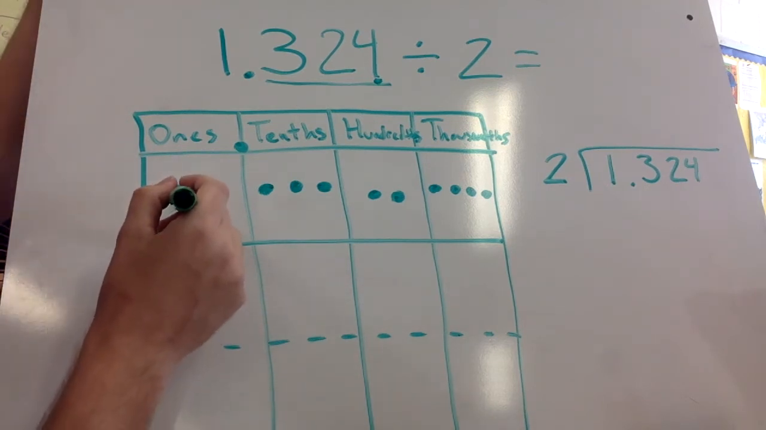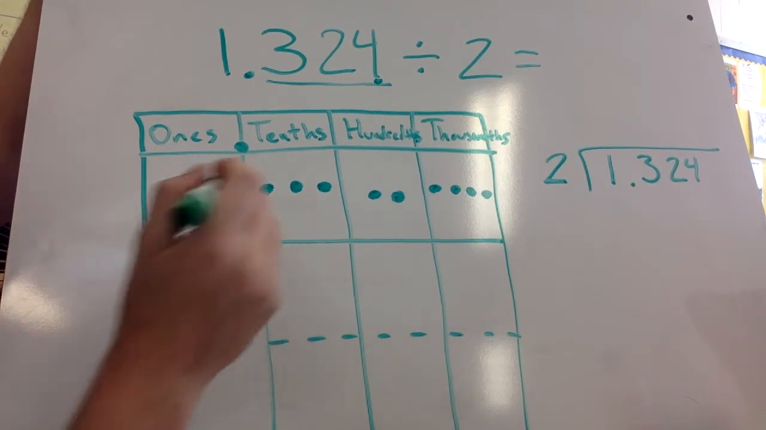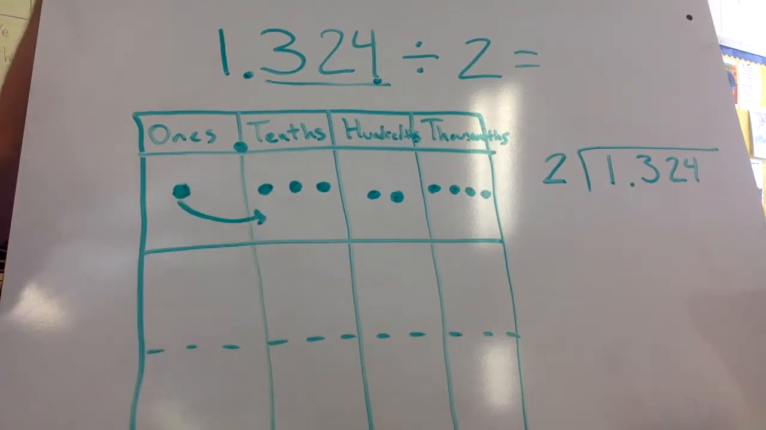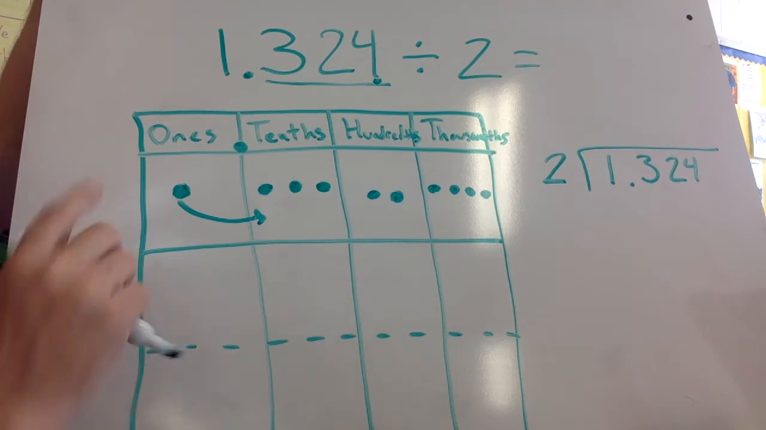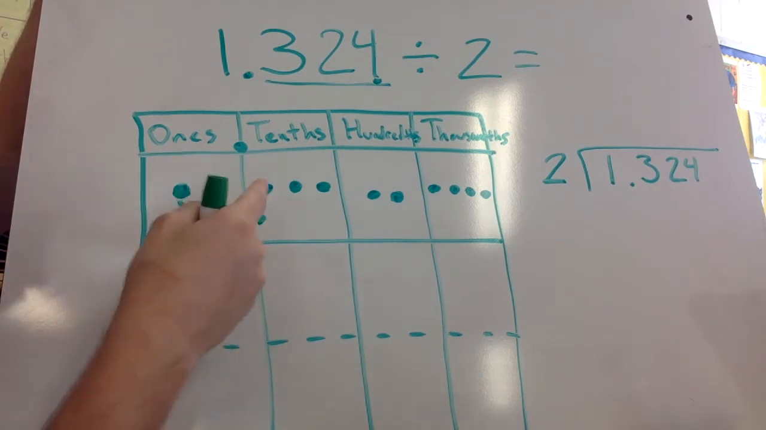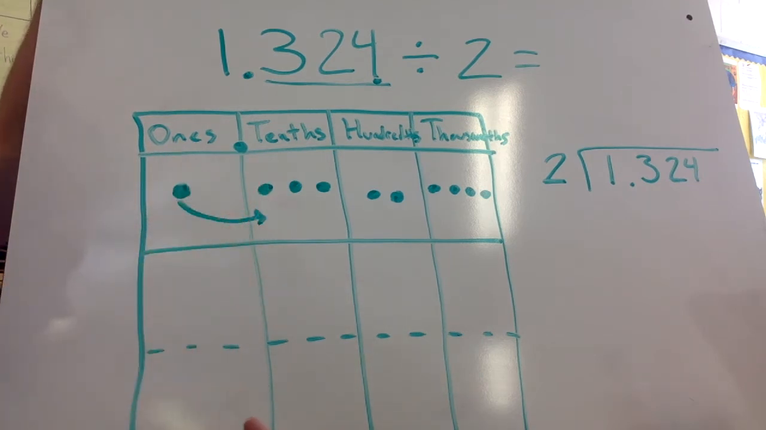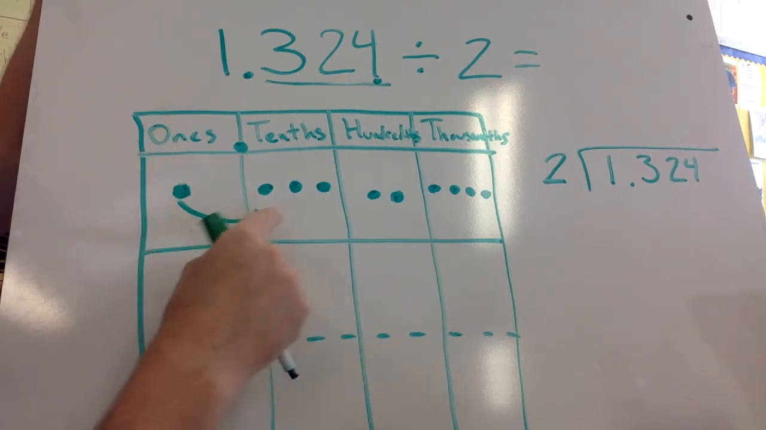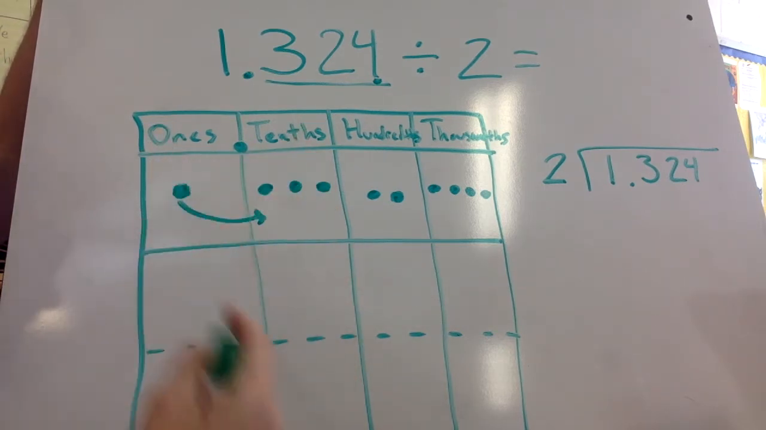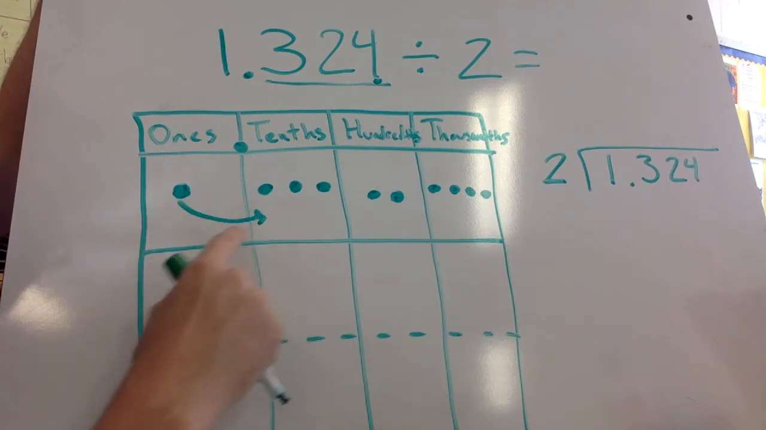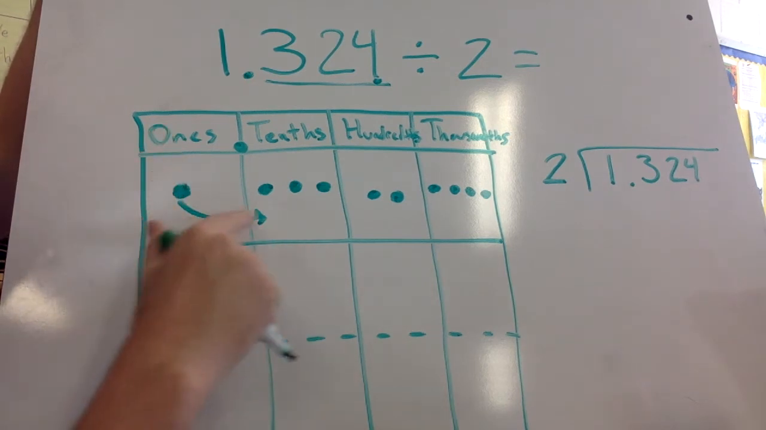So I'm going to have to take this 1, and I'm going to have to move it over here to the tenths place. The problem is 1 is not 1/10. They're not the same thing. That wouldn't make sense. So 1 is 10 tenths. It takes 10 tenths to make 1.